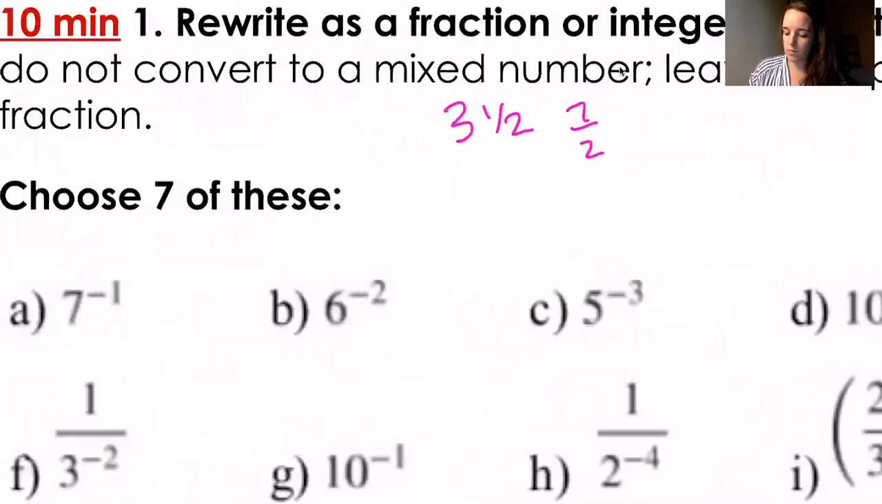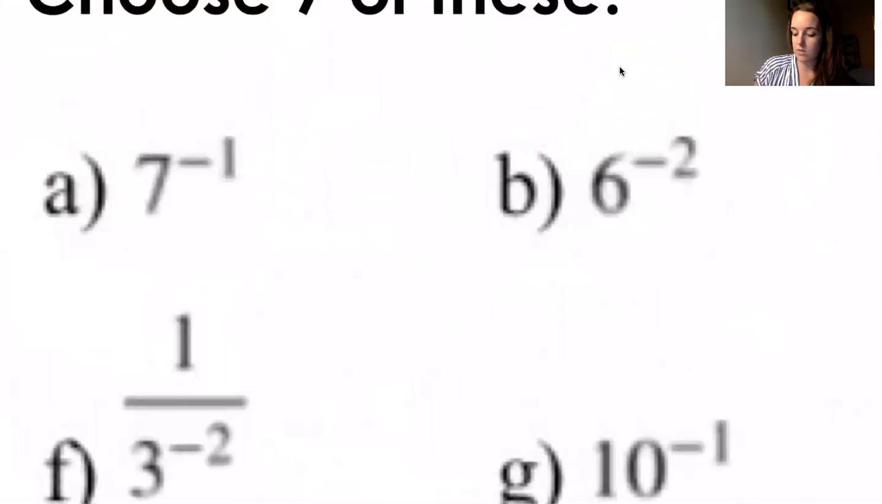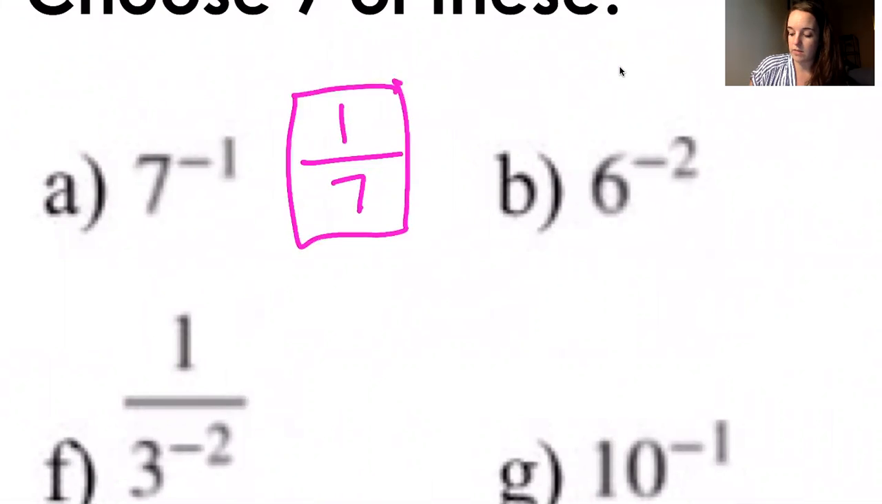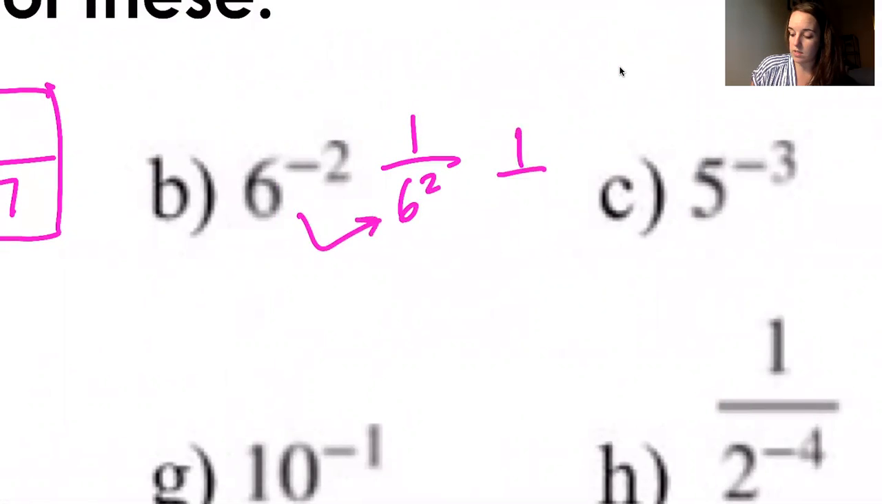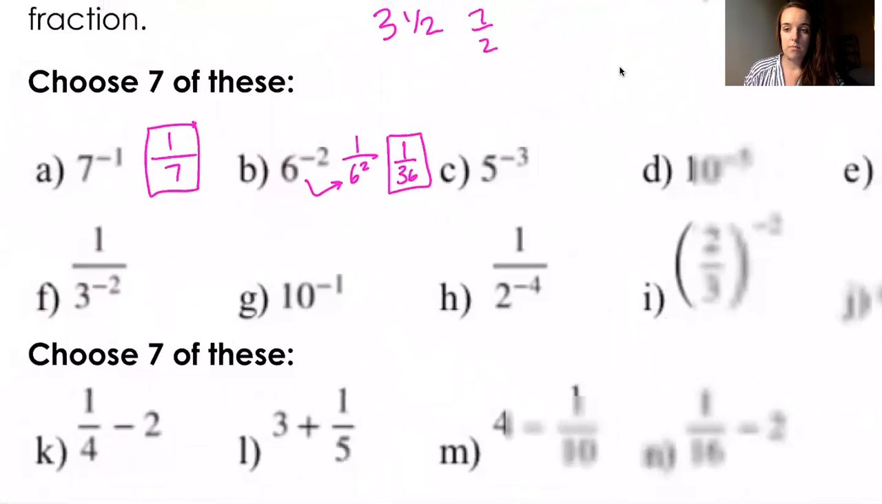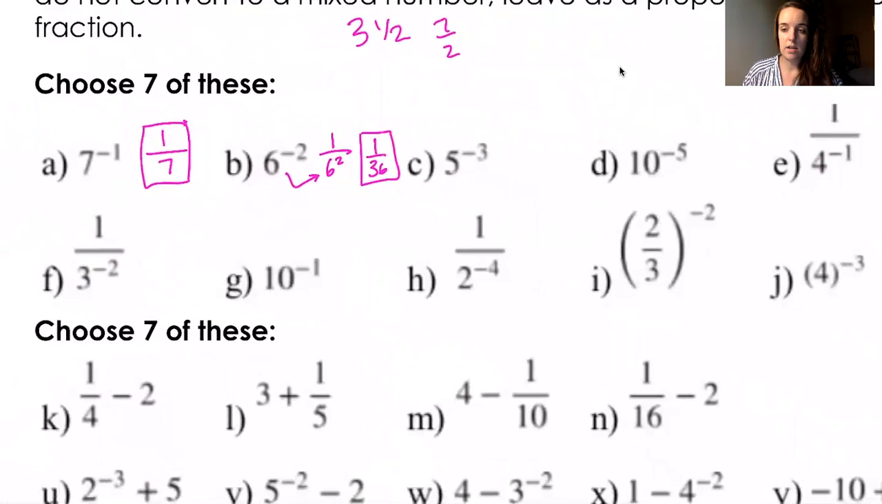So for number 1, I see that this is 7 to the -1 power, so it's going to be moving to the bottom of a fraction. 7 to the 1 is just 7, and then we'll leave that 1 on top. So that's going to be your answer for A. For B, this would be 1 over 6 squared when we move it to the bottom, and 6 squared, of course, is 36. So that's how those would be. That would be like how C and D are.